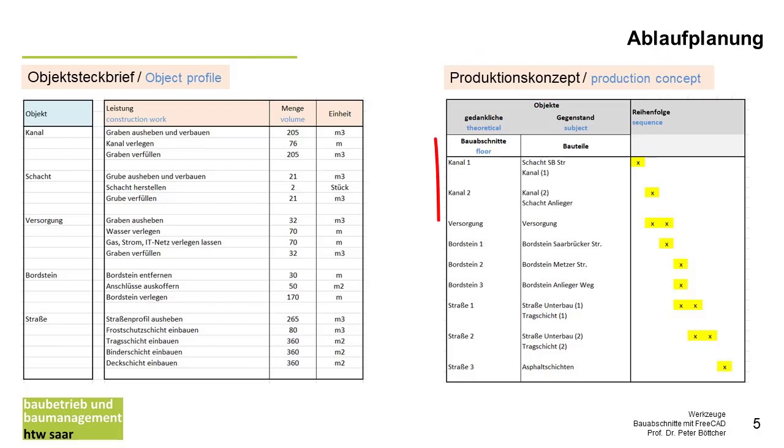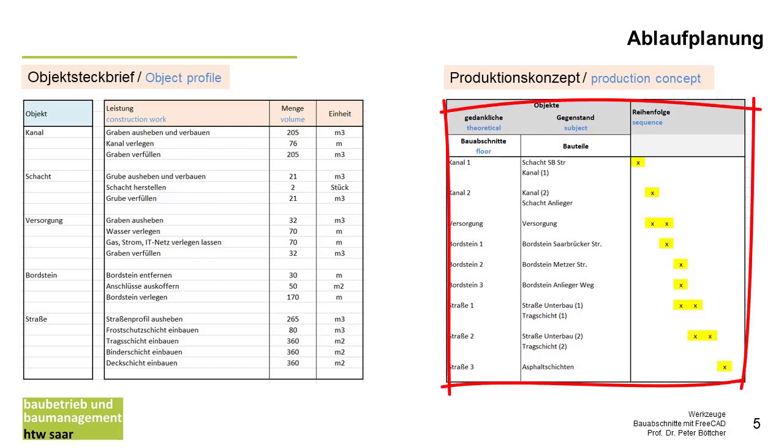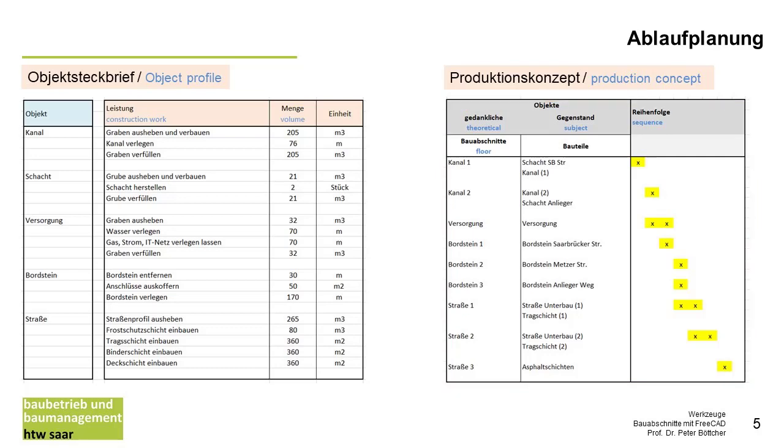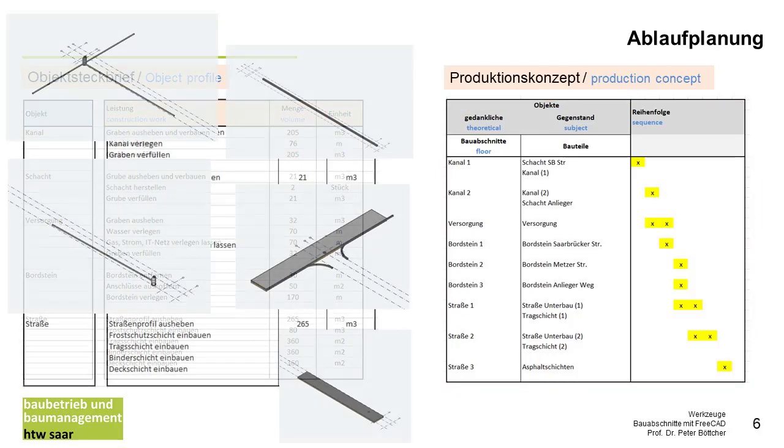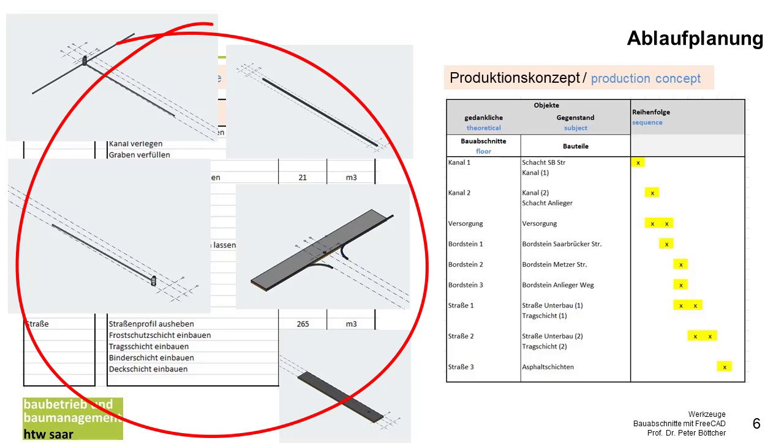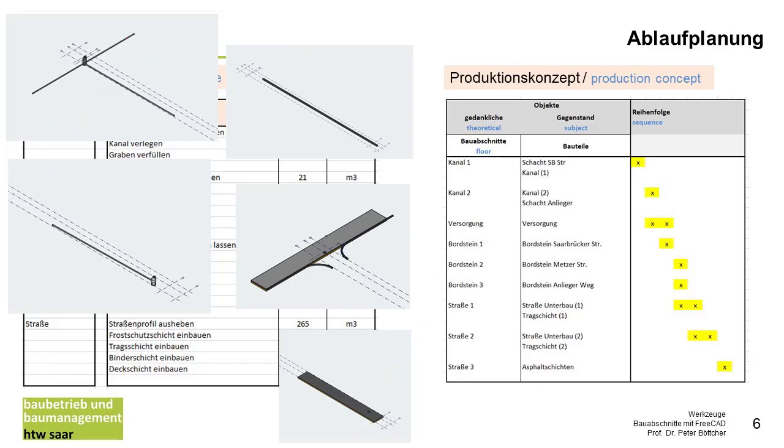How do I distribute the objects to the construction phases in order to achieve an optimal construction process? In addition to the first tabular draft, the visual representation of the construction phases in FreeCAD is now an essential add-in the design.